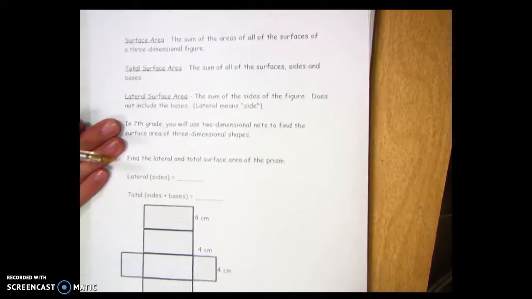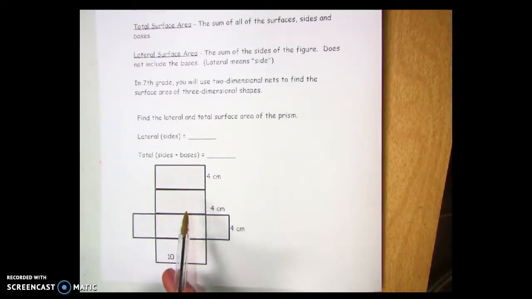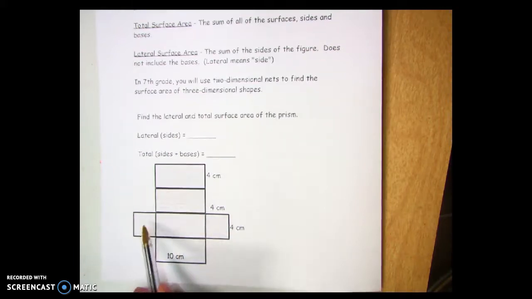So the only thing we're going to do is think about this rectangular prism right here. If you folded this up, it would look like a Kleenex box. It would be your rectangular prism. This side would fold up, this side would fold up, this side would come over the top, and then these two ends would fold up, and that would make your prism.